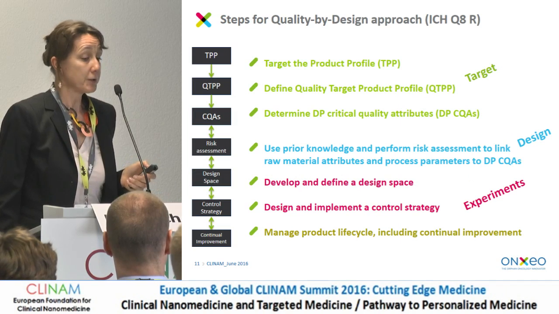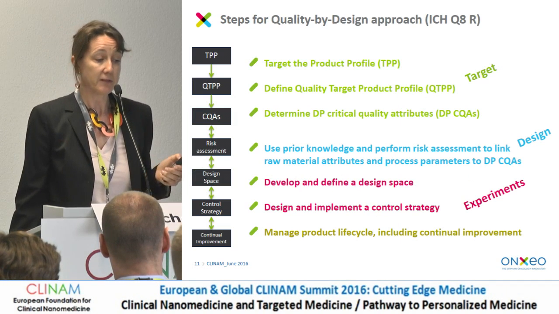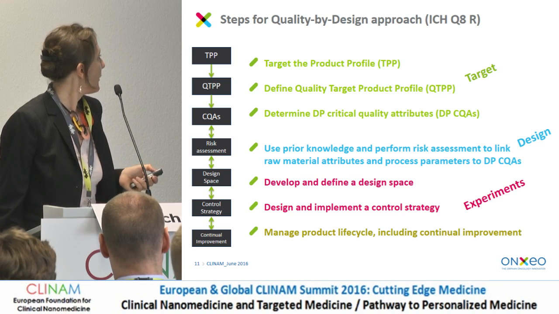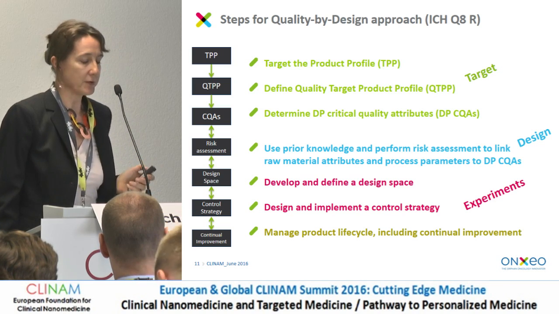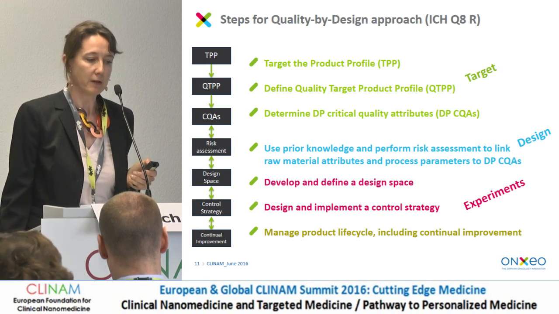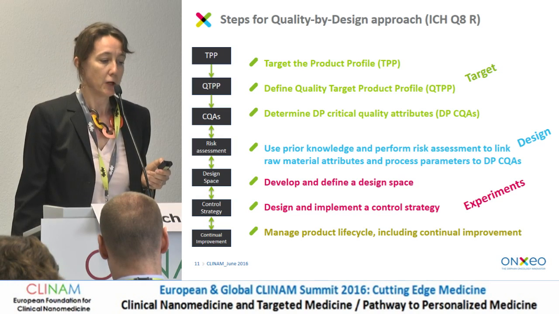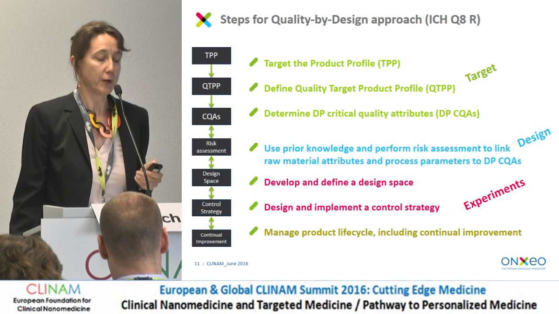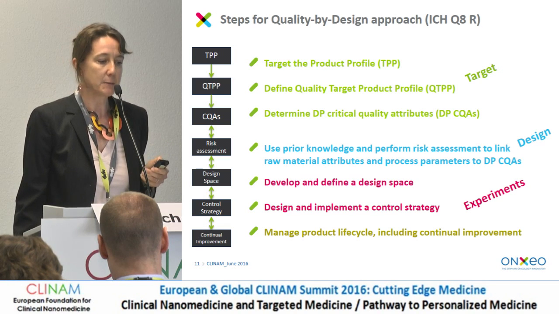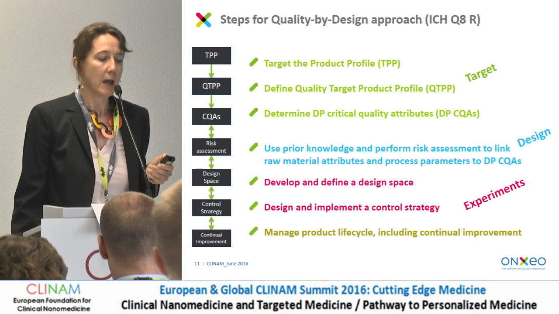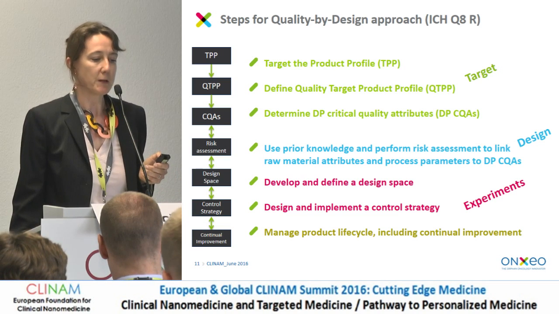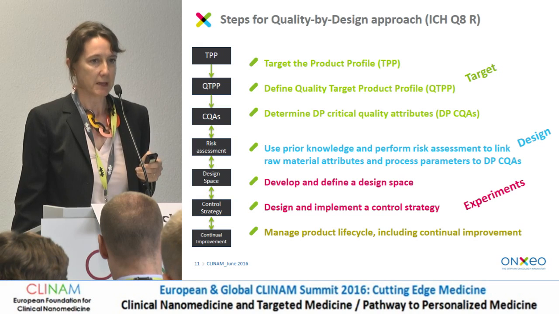So once you define your TPP, you have to define the quality target product profile and identify the most important drug product quality attributes. And once you have defined these drug product quality attributes, use all the information you have on your product, all your knowledge. You perform regular risk assessments, and the objective is to link the quality attributes of the raw materials and the critical process parameters to the drug product CQA.